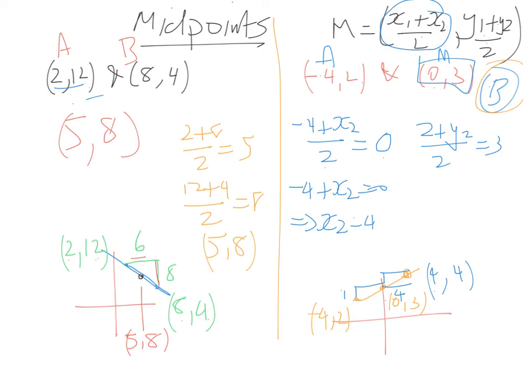And then 2 times 3 gives us 6, so 2 plus y2 gives us 6. From there, y2 has got to be 4. So we've got our 4 and 4. That's the way we go about solving that.